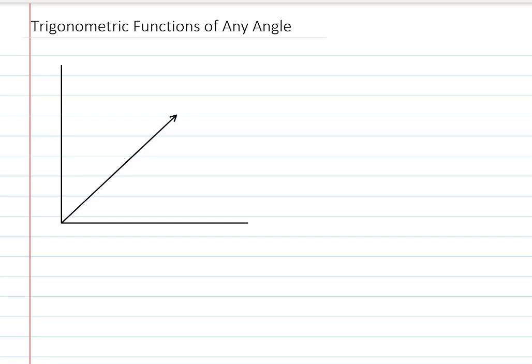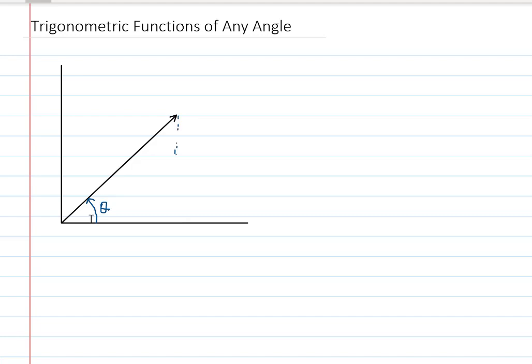So let's say I have the first quadrant here and I have a ray here. I'm gonna have an angle right here. So right there, let's say that's angle theta. And then we're going to drop a perpendicular here. So again, this is standard position. This will work actually on any quadrant. I'm just choosing the first quadrant to make it simple here.